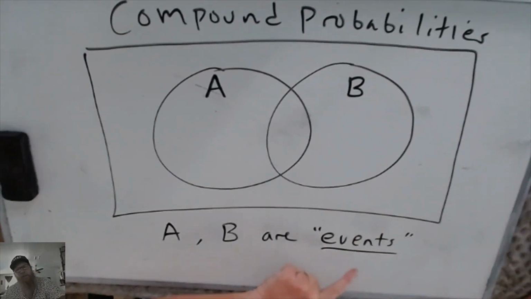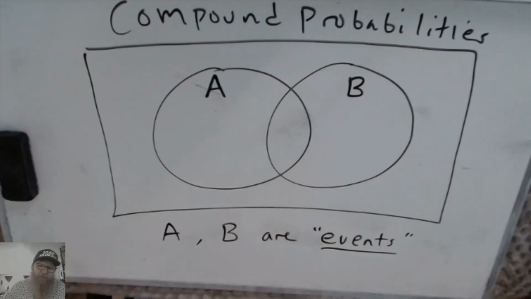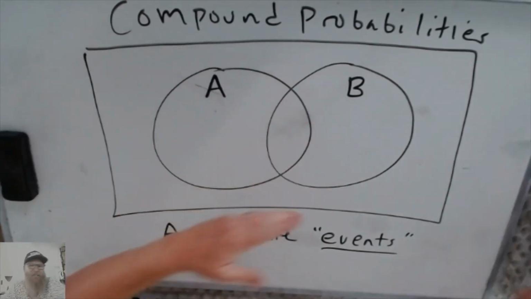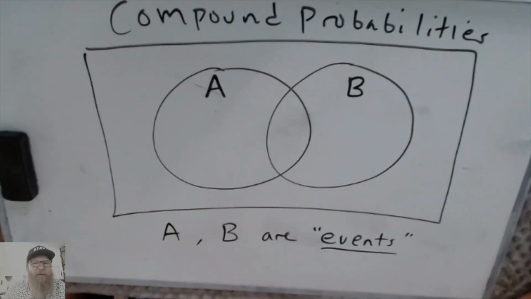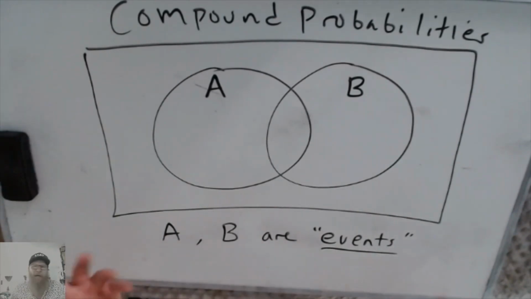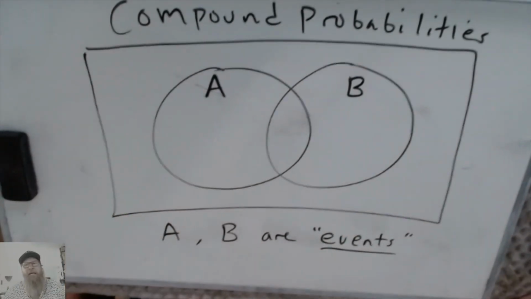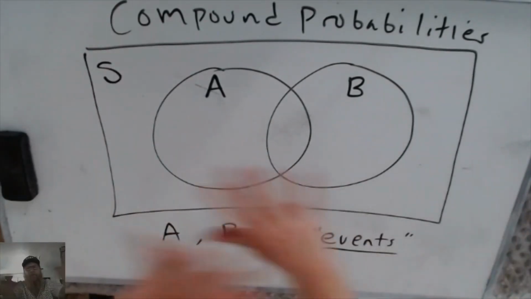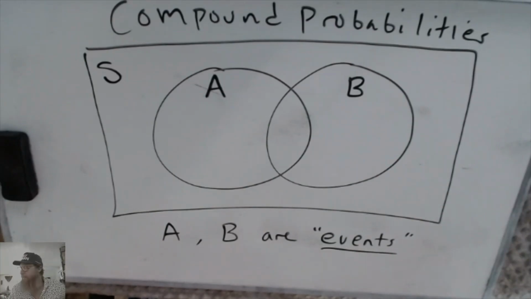I mentioned this in my last video. I cannot always use the letter E. I mean, some people will say this one's E1 and this one's E2 if you really insist on having your events be called E's. I'm open to using other letters, so I'm going to use A and B for my events. Okay. And then S is the sample space. It's the universe, essentially.